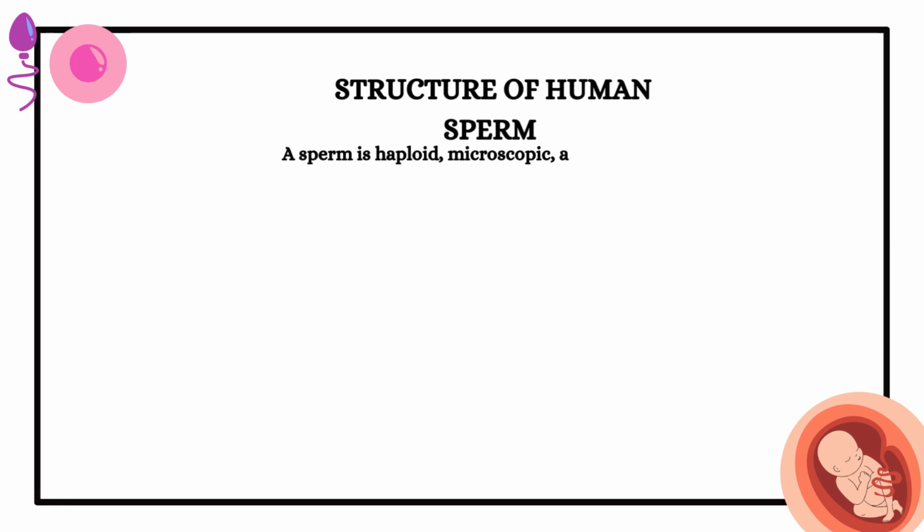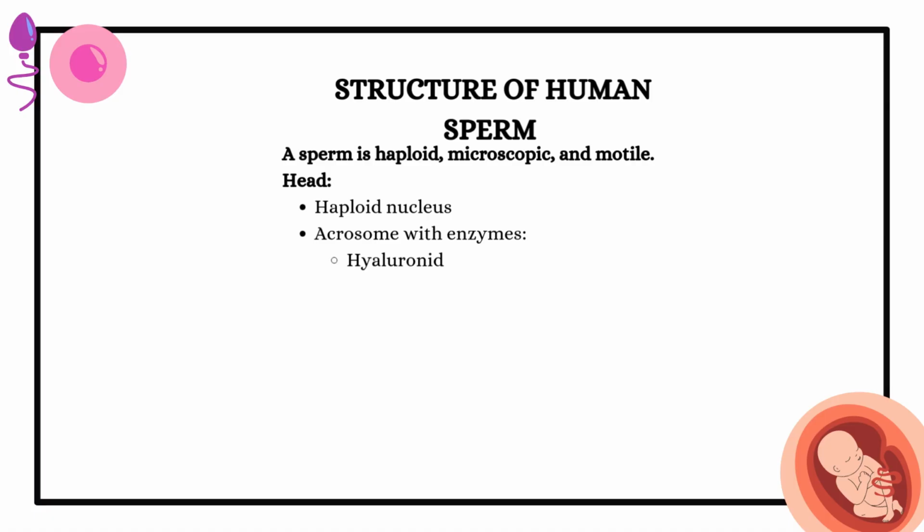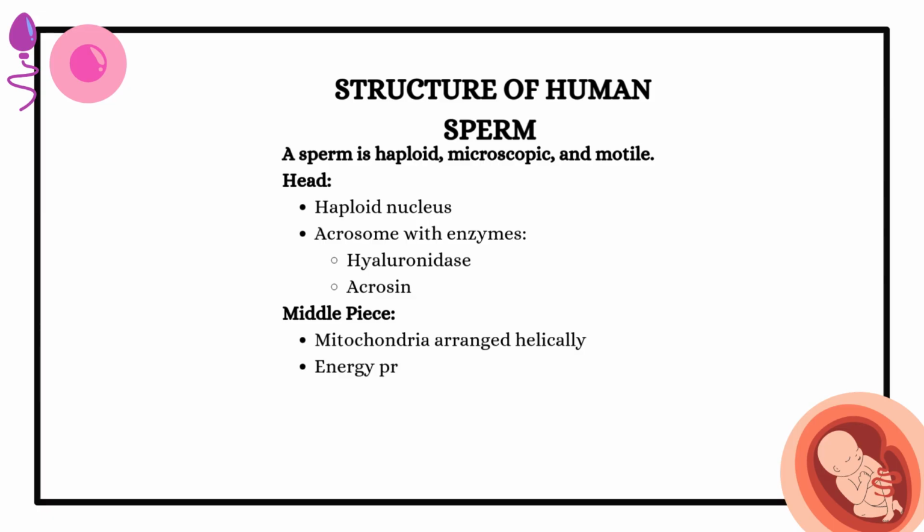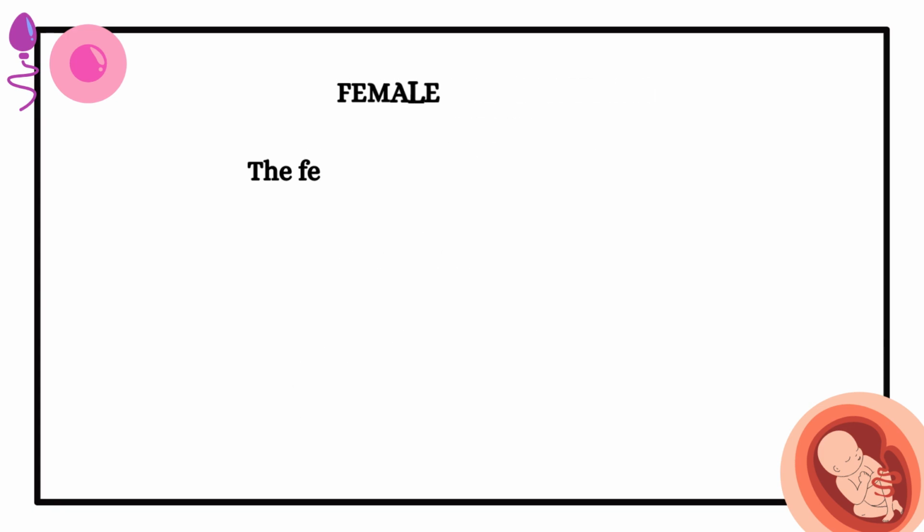Structure of human sperm. A sperm is haploid, microscopic, and motile. It contains three main parts: head, middle piece, and tail. The head contains the haploid nucleus and has acrosome with enzymes like hyaluronidase and acrosin. The middle piece has helically arranged mitochondria which produce energy. The tail is a flagellum that enables movement.